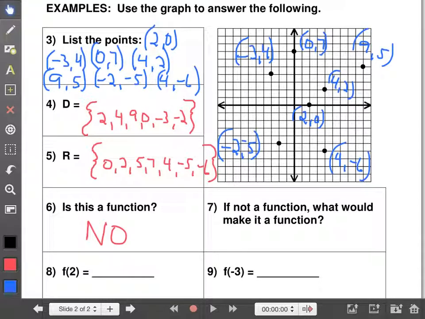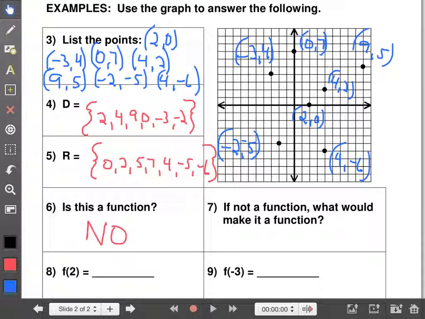Okay, so I've listed all of the points, so check and see if you got all of these right. Then I've listed the domain. Remember, that's all of your x values without repeating any. And then the range is all of your y values without repeating any. And then it says, is this a function? And the answer would be no.